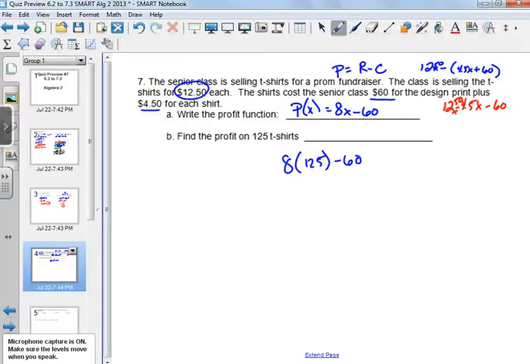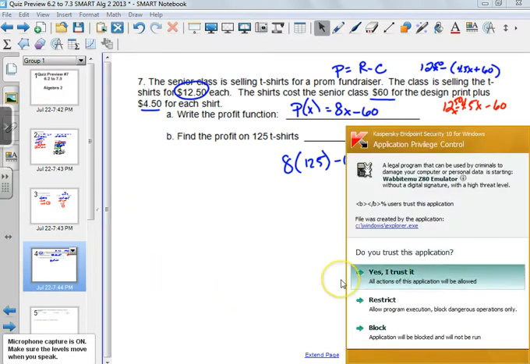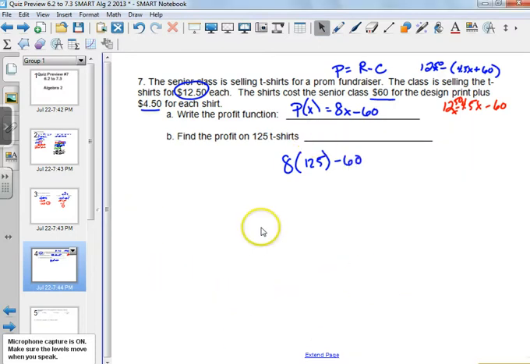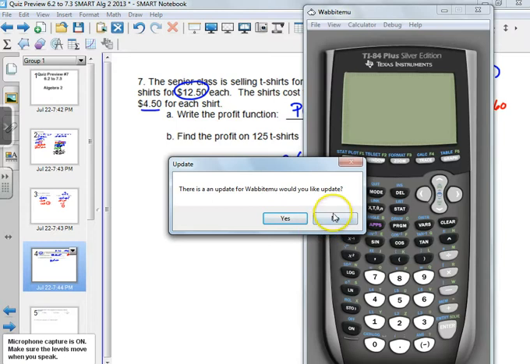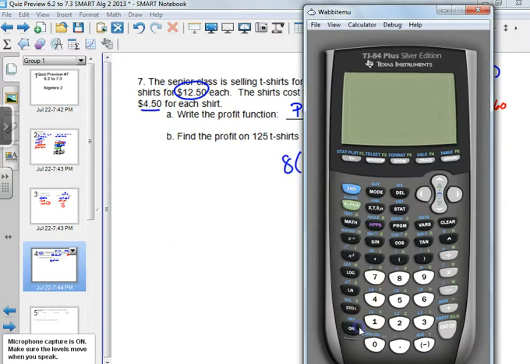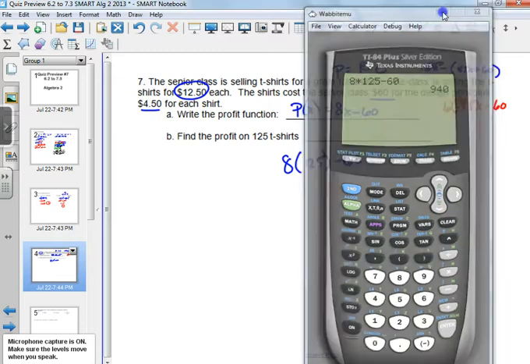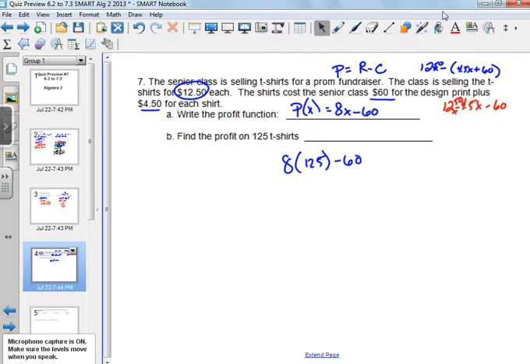Now, of course, you want to think about the reasonableness of your answer. Come on, calculator. I'm too lazy to do this in my head right now. So 8 times 125 minus 60, 940. All right.